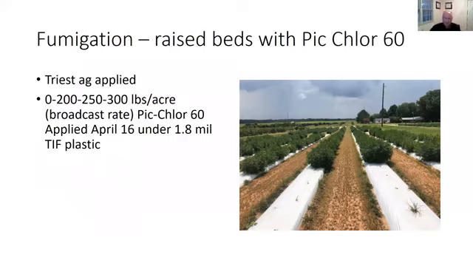Some of the other trial work we did this year: fumigation. We did some raised beds with Pic 60 with Trical Ag. They applied this in mid-April for us. This is from our Watkinsville station, and it was 0, 200, 250, 300 pounds. Those are the broadcast rates. What went out was obviously much less, under a pretty heavy TIF plastic. We had two varieties in here, Vaughn and the Wife. The Vaughn was a seedling and the Wife was a cutting.